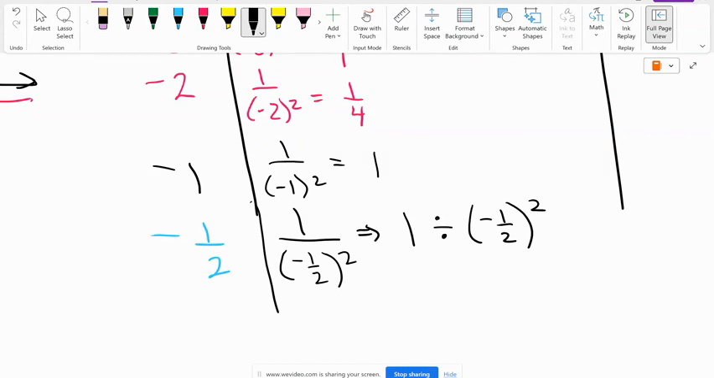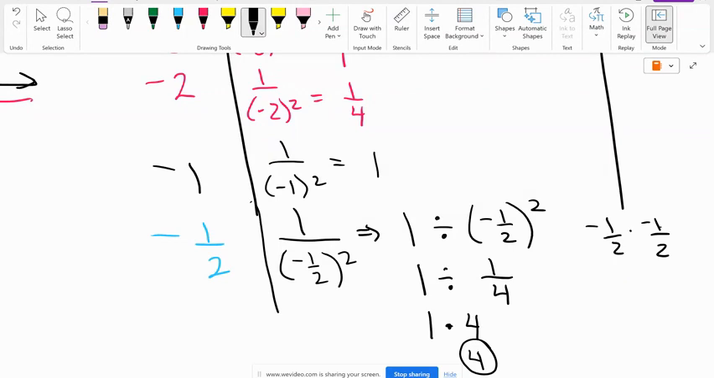What's negative a half squared? So that's negative a half times negative a half. Negative 1 times negative 1 is 1. 2 times 2 is 4. So it's 1/4. And now when we're dividing fractions, we keep the first one the same. Then we change the division to multiplication. And then what do we do? The 1/4, keep, change, flip. So then you're just left with 1 times 4, which is 4. Now do you understand?